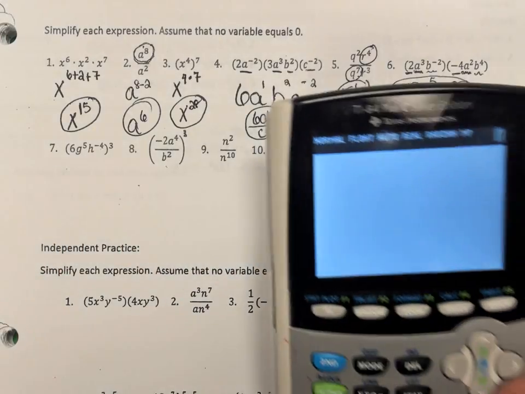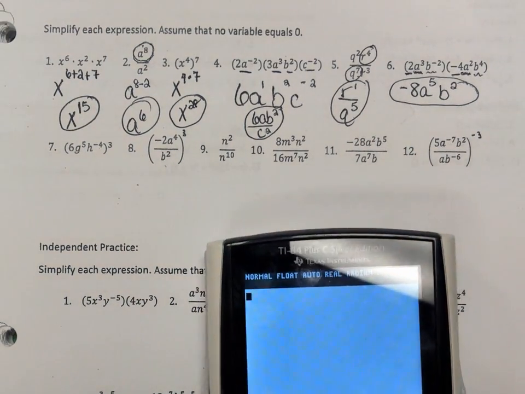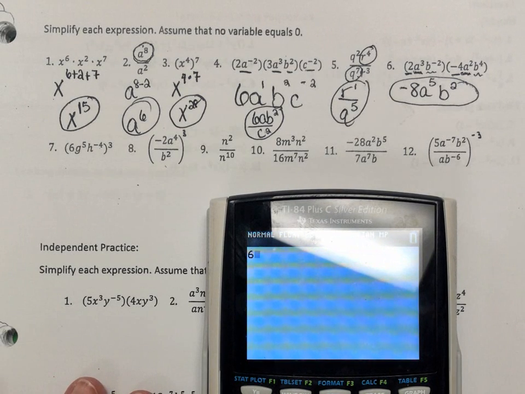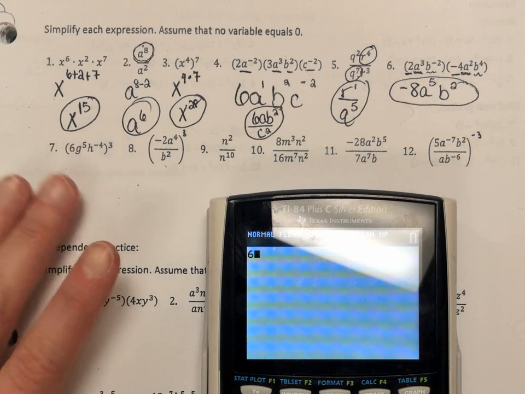How in the world do I do 6 to the 3rd power? Do y'all remember how to do it on your calculator? Well, you hit 6, first of all. Would help if you had your calculator. Come on. Hurry. Yep, we're on 7.